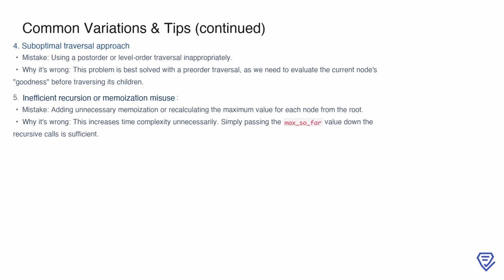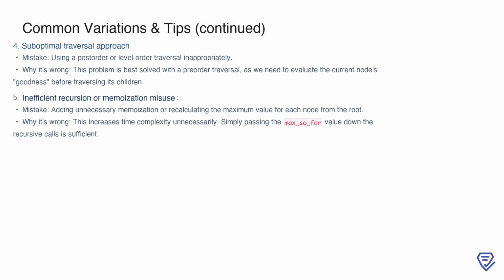While there are several ways to traverse a binary tree, this problem is most naturally solved using pre-order traversal because you need to evaluate whether the current node is good before exploring its children. Using post-order or level order traversal could lead to unnecessary complications or inefficiencies.